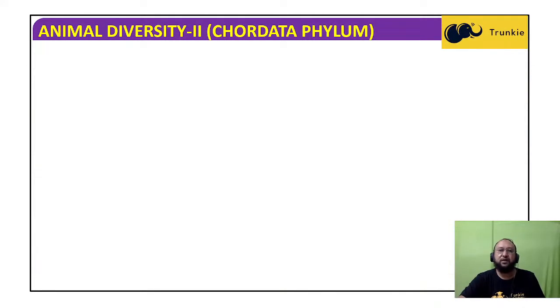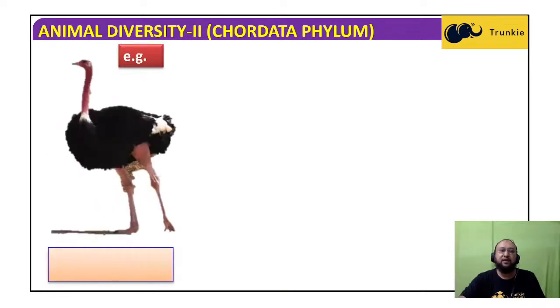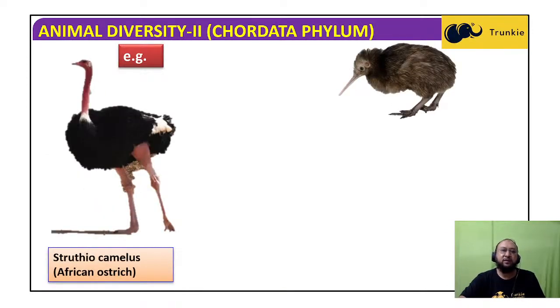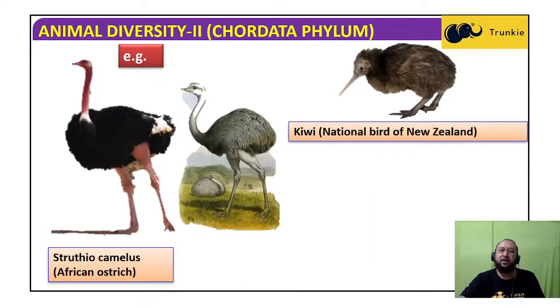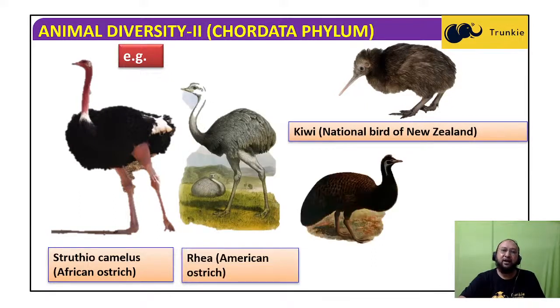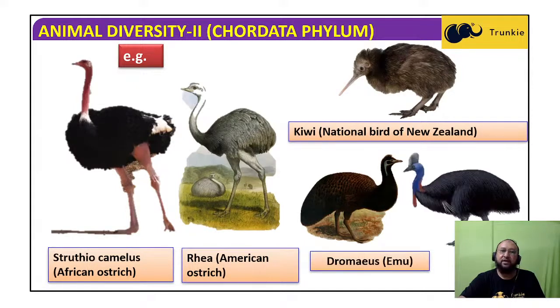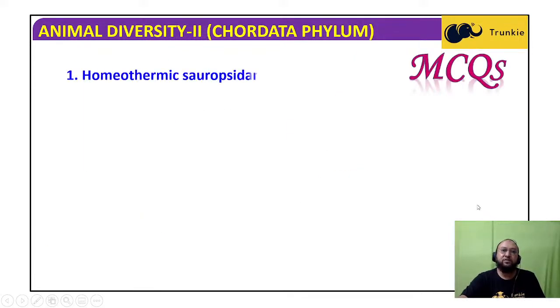The examples are Struthio camelus, African ostrich, kiwi, national bird of New Zealand, rhea, American ostrich, and Dromaius, emu. These are all flightless birds. And Casuarius, the cassowary. These all are examples of flightless birds. Now we'll go through some MCQs.